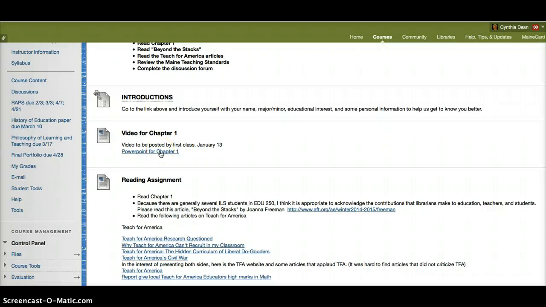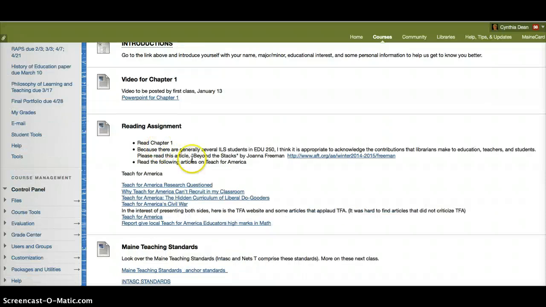Then there's the PowerPoint that doesn't go along with my lecture, but it's a kind of outline of the chapter. Again, you can use it to take notes, and I do hope you keep a notebook and keep notes somewhere so that you can refer back to them. Your reading assignments here, you're going to read Chapter 1, and then you're also going to read Beyond the Stacks, which is about librarians. Very important for us to acknowledge that librarians are teachers and very important to teachers. Click on this, it'll take you to the article.